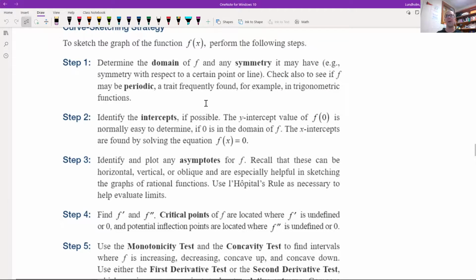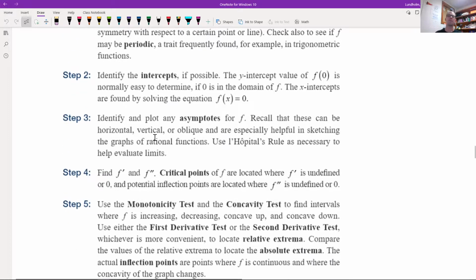Identify intercepts. A lot of times this is used to kind of anchor the function so that you can position it relative to the origin. And also plotting asymptotes, especially for rational functions that have horizontal or vertical asymptotes. Those can be useful to identify.